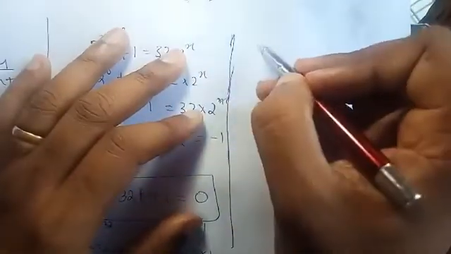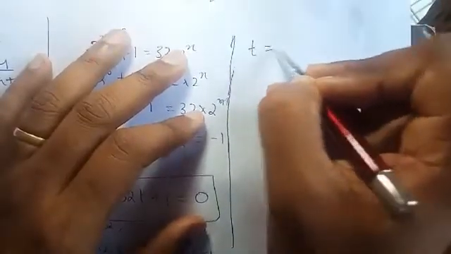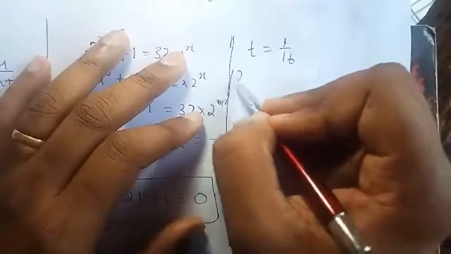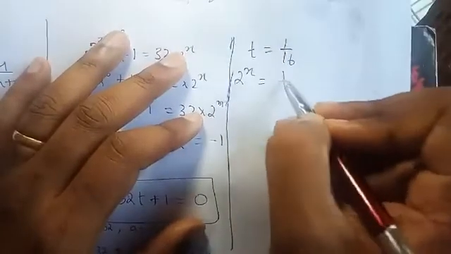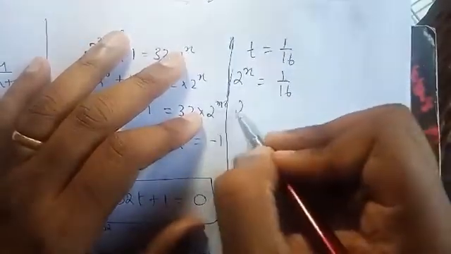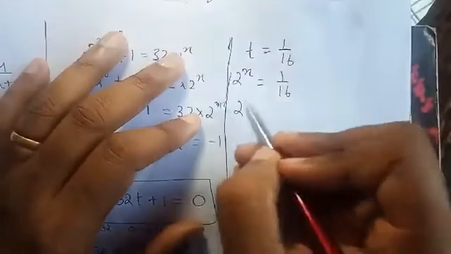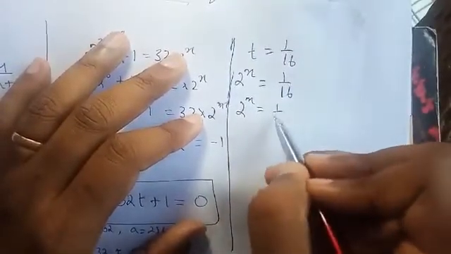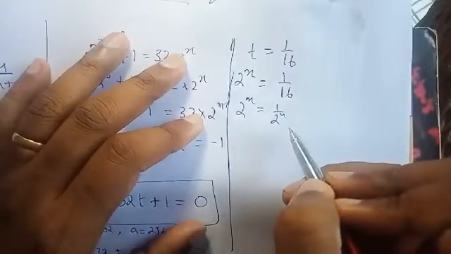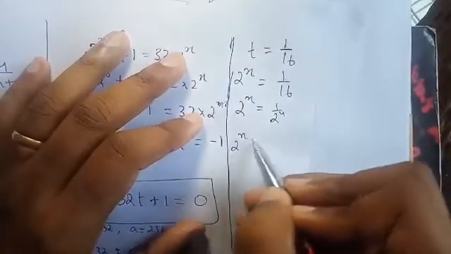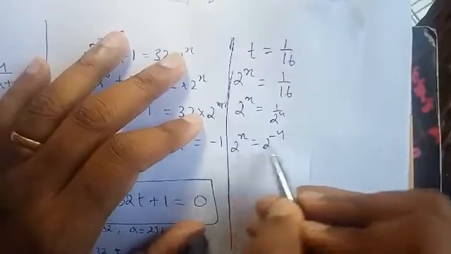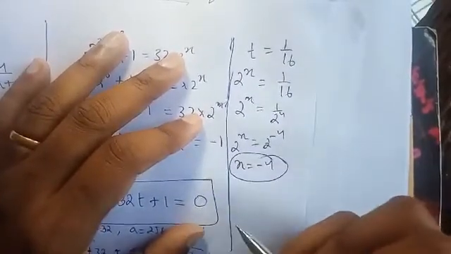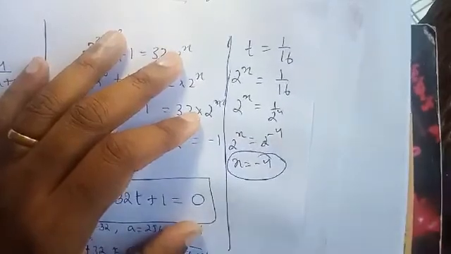So the value of t equals to 1 upon 16, but I had the value of t as 2 की power x equals to 1 upon 16, and if I change 16 in the power of an exponential power, I'll change it like this, but when I have to shift it up, what will I get? 2 to the power minus 4. Now if I compare both the sides, x is equals to minus 4. So what's the value of x? Minus 4. That was my ultimate goal.